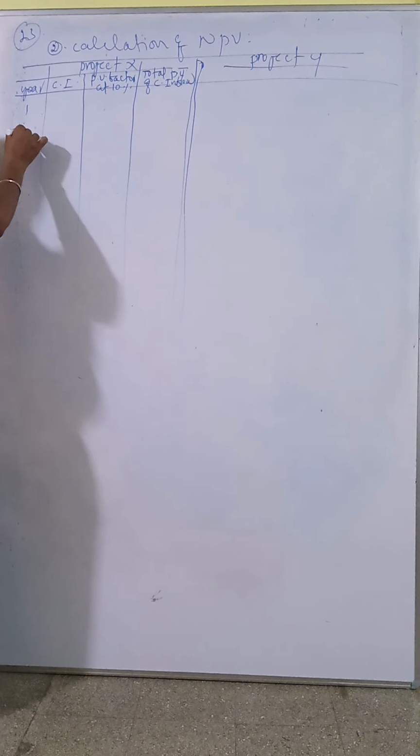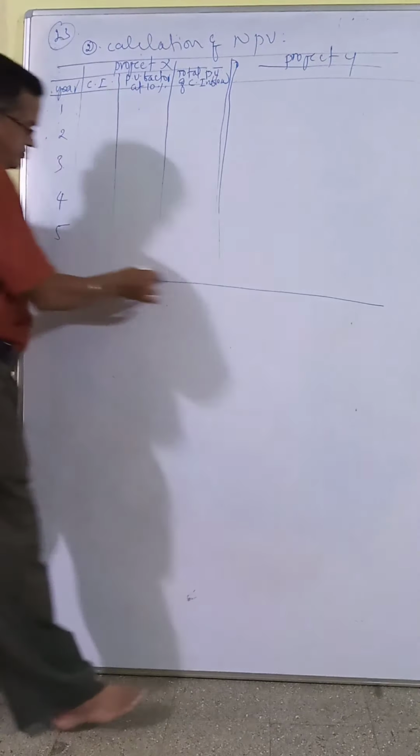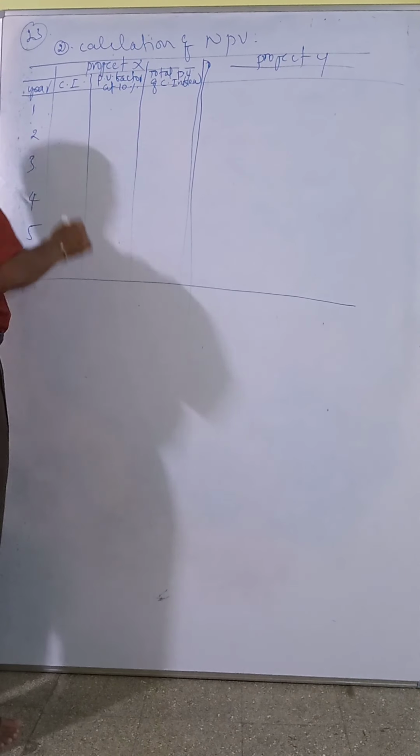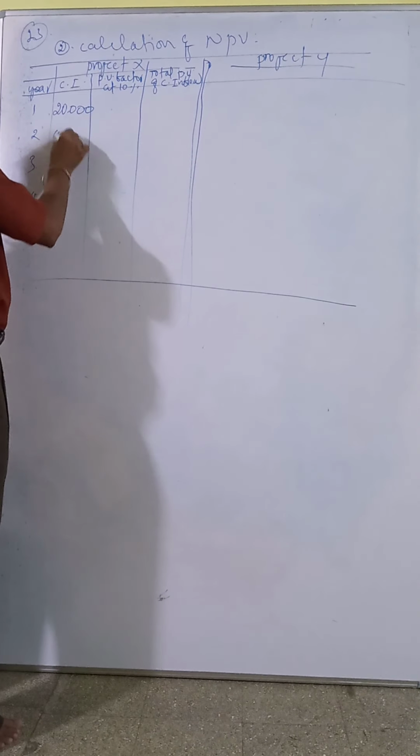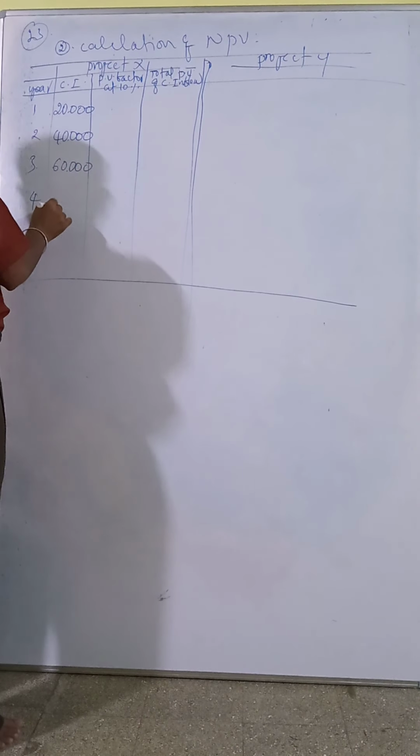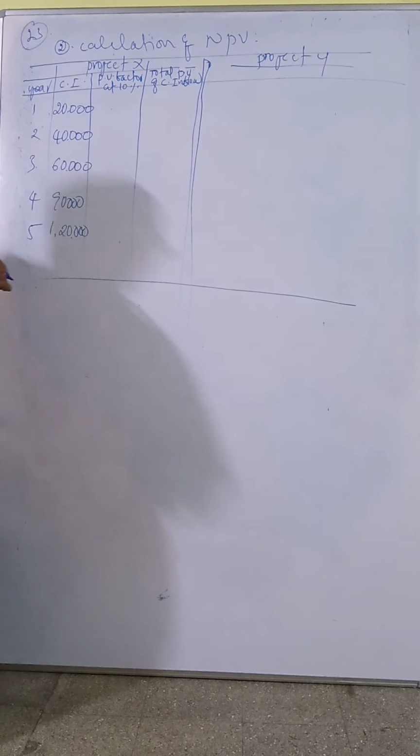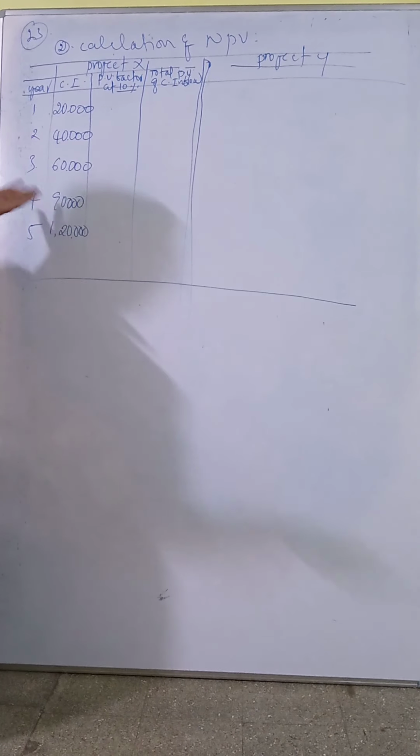Here 1, 2, 3, 4, 5. Cash inflow, they have given ready-made cash inflow, same: 20,000, 40,000, 60,000, 90,000, 1,20,000. PV factor at 10%, 1 divided by 1.10, or they give it ready-made.